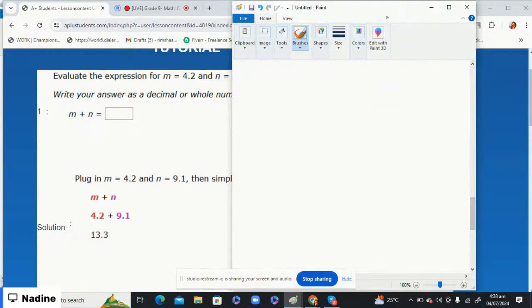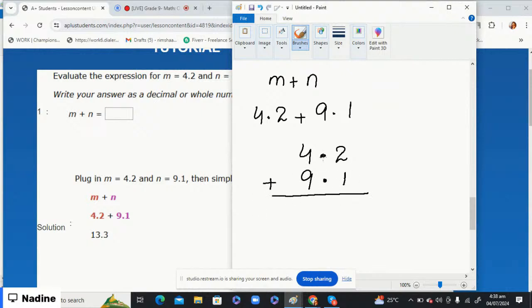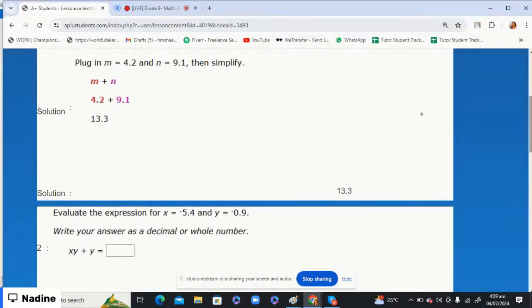Value of m is 4.2. We are going to find m plus n. M is 4.2, n is 9.1. Let's solve it. Here is 4.2 plus 9.1. Decimal points are placed together. 2 plus 1 is 3. Point still here. 4 plus 9 is 13. So here is 13.3, your answer. Understand? In this way, we are going to solve all the questions one by one.